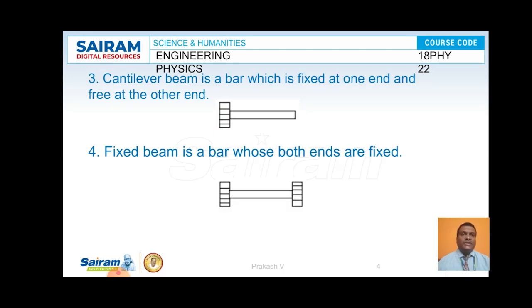The third one is the cantilever beam. A cantilever beam is fixed at one end and the other end is free, as shown in the picture. The fourth one is the fixed beam, which is a bar whose both ends are fixed, as shown in the picture. When both the ends of the beam are fixed, then it is considered a fixed beam. So these were all the four types of beams that we come across.